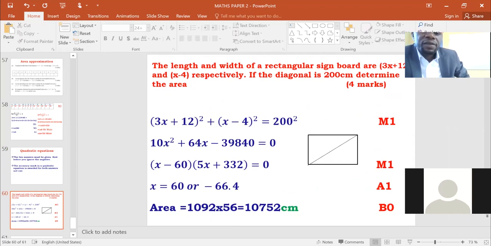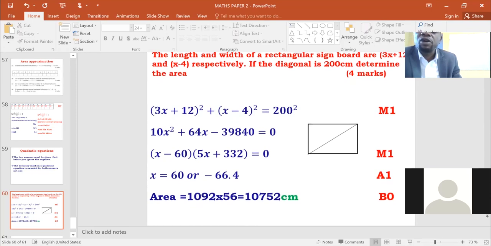If you make a sketch, you notice that the diagonal gives you a right-angled triangle, so you can use Pythagoras' theorem. You apply (3x + 12) squared plus the square of the width, then you equate it to the diagonal squared. That substitution gives you 1 mark because you have started applying the knowledge of Pythagoras' theorem.